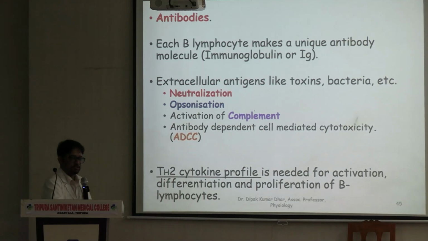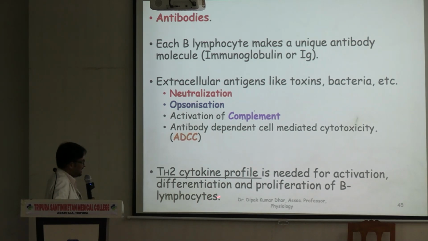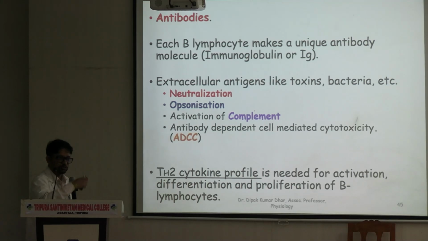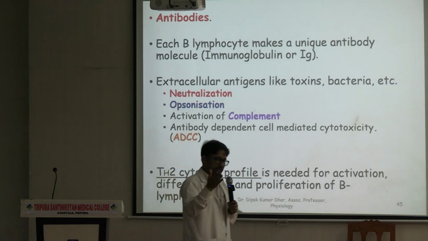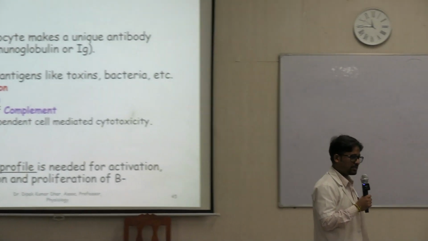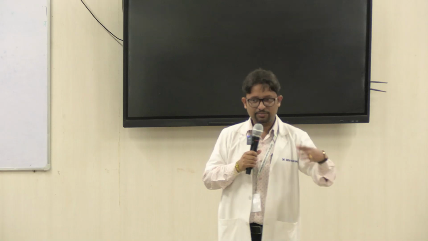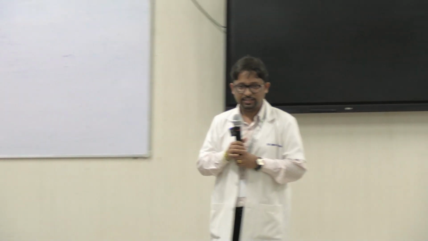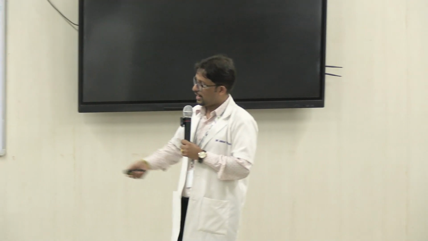Now, for the B lymphocyte response to flourish and be very effective, what is very important is the Th2 cytokine profile. So what is that? The other subset of the T cells was the helper cell. Helper cells are of two types, Th1 and Th2, and their functions are very different. Whichever be the case, when a certain response is happening, its own cytokine microenvironment develops. So the Th2 cytokine environment is important for the antibody-mediated or B cell responses to be very effective.